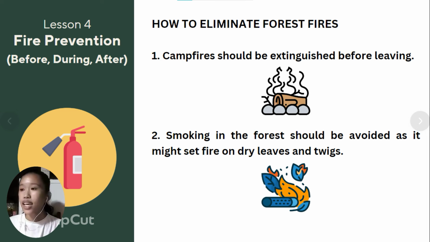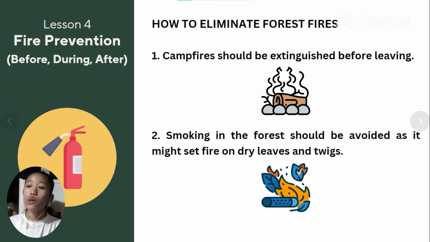And then next, how to eliminate forest fires. So number 1, campfires should be extinguished before leaving. So if you have plans with your friends to go camping, make sure na kung mahuman mo, maglimpyo unta mo, walang tayo mga basura nga idili ninyo. And especially if you're doing campfire, make sure to put the fire down properly. Kanang mula nagisiga nga makita ka para walay forest fire na nakitabo.